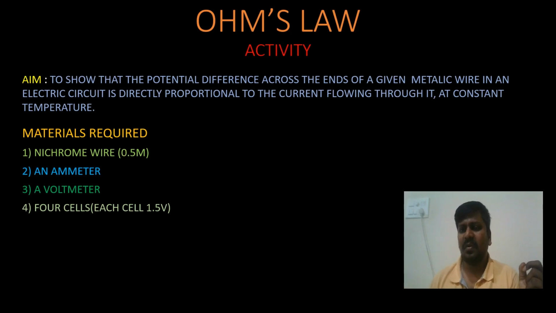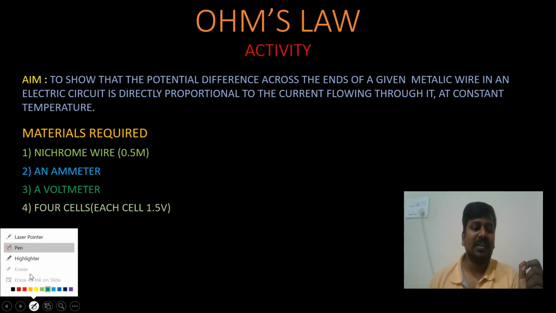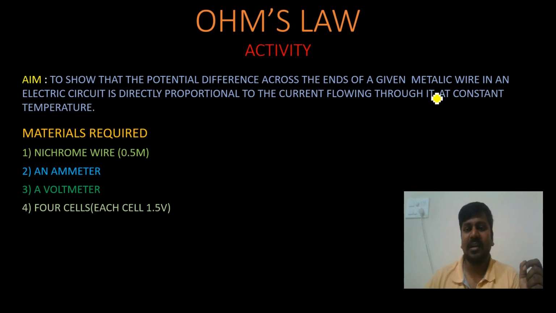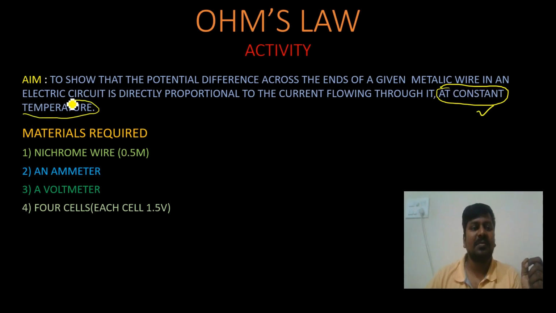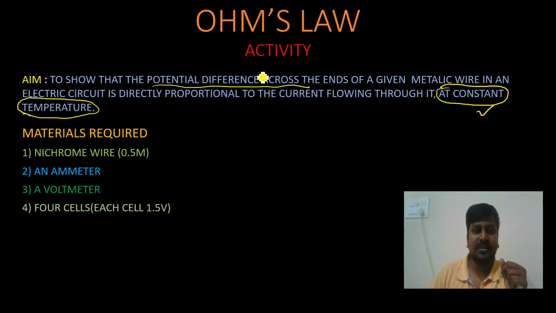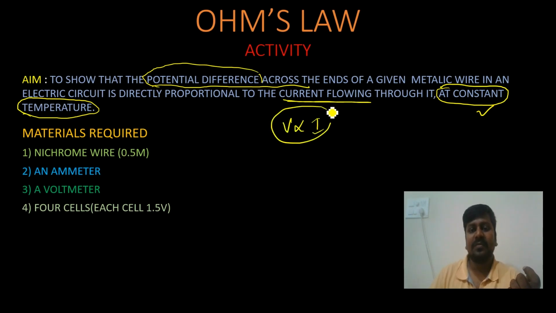Here it is very important, you must understand, that we are proving this at constant temperature. You can note this down; remember, only under this condition. The potential difference across a given metallic wire is directly proportional to the current flowing through it. So V is directly proportional to I, and we have to prove that.